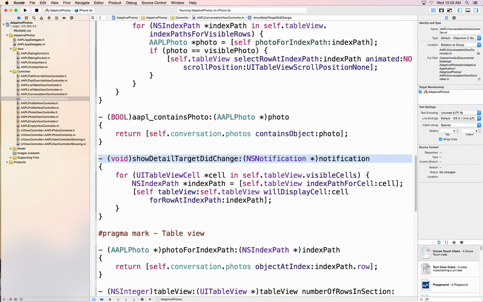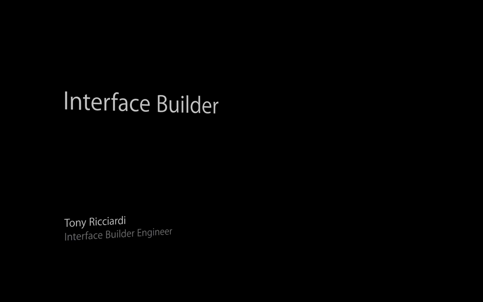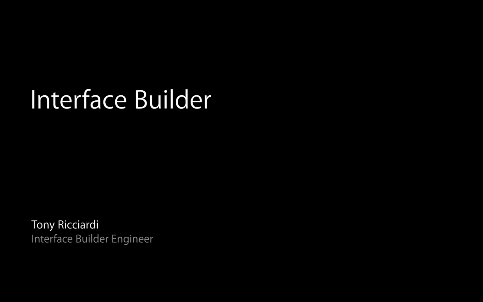That's all for our sample application, but I really encourage you to download it from the WWDC website. Remember, it's called Adaptive Photos, and take a look at how it implements all of these features. Next, I'd like to hand things over to Tony to talk to you about some of the changes we've made to Interface Builder for supporting adaptivity.